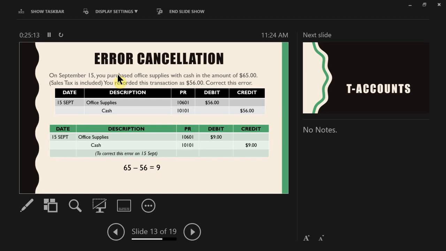Okay. Now, a common mistake is some people don't understand it. They try to fix it, but they don't reverse, they confuse the two and actually write that they are supposed to increase their money by $9 and decrease the office supplies by $9. So you want to be very careful when you're using error cancellation. All right.